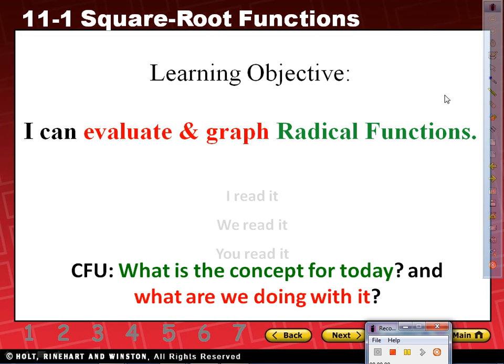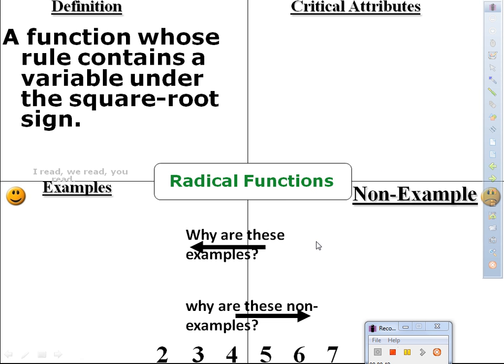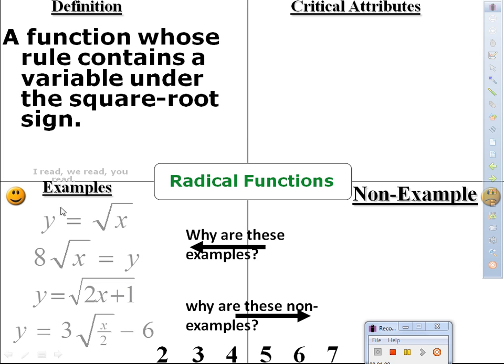So today, radical functions, what are they? A radical function is a function whose rule contains a variable under the square root sign. Examples: y equals square root of x, y equals a times square root of x, y equals square root of 2x plus 1, and y equals 3 times square root of x over 2, minus 6. Copy those.